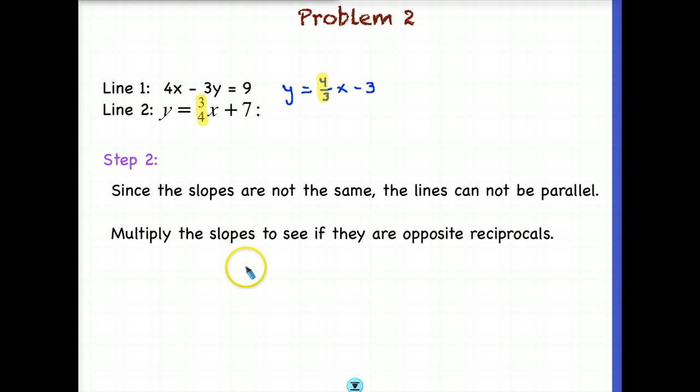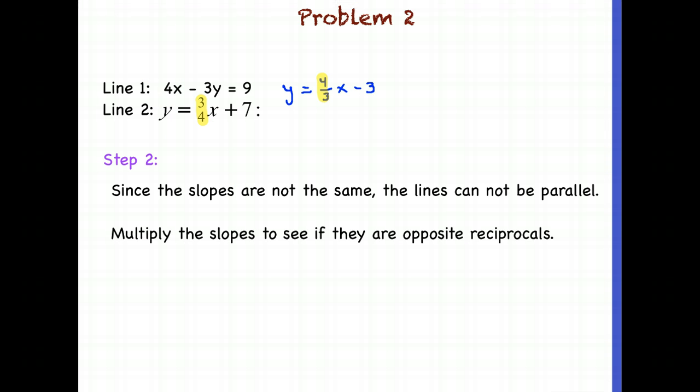Well, they're definitely not parallel because they are not the same slopes. Are they perpendicular? Well, a quick, easy way to check is, first of all, they need to be opposite signs, and they are not. They are both positive. They are reciprocals, but they are both positive. So if we were to multiply those together, we would get a positive 1 and not a negative 1. So in this case, these lines are neither parallel nor perpendicular.